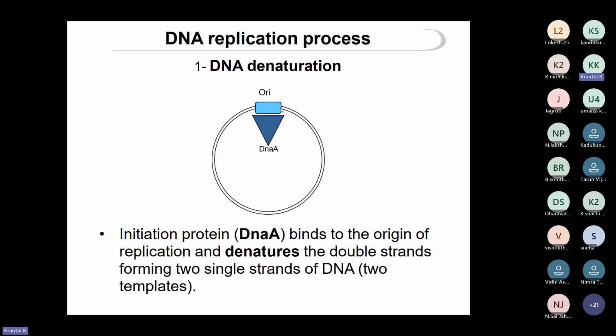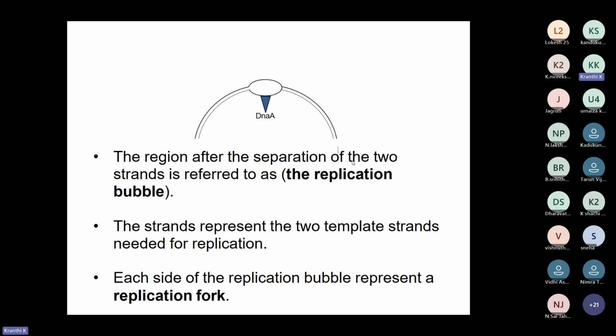So when these two strands are broken or unwound, then the complementary strands will be created. On this side it will create one, and on this side it will create one. Got it? So replication will happen on two sides. That's bidirectional.